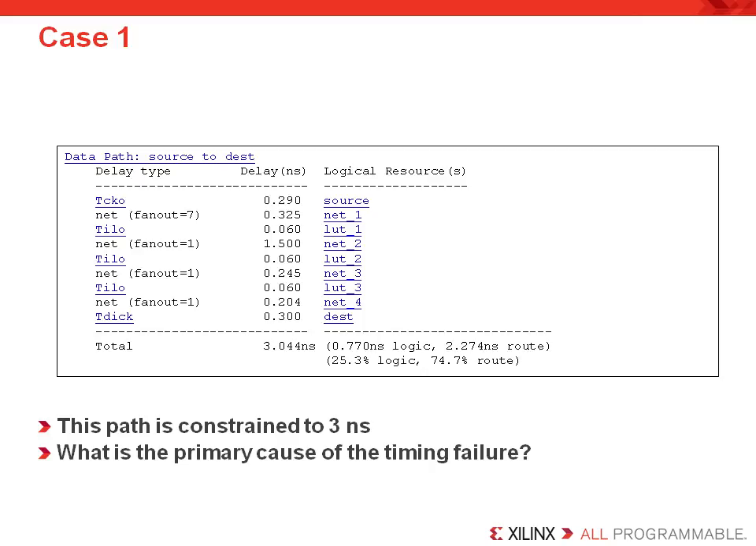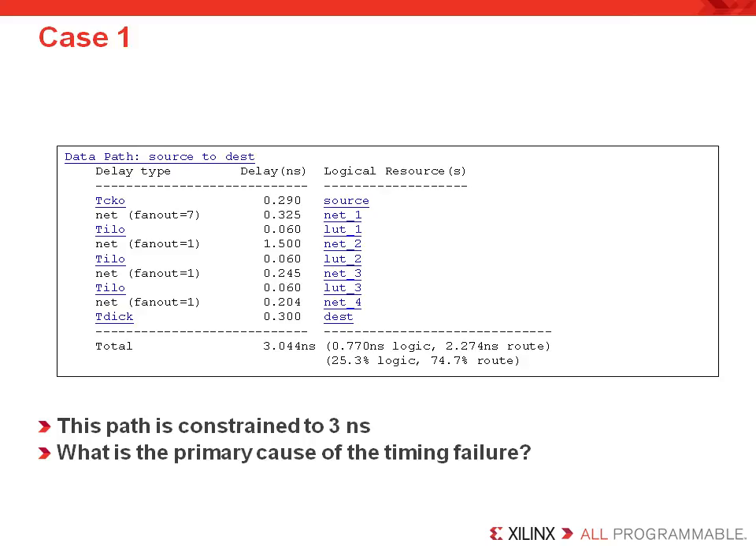In this example, there is a simple data path. The path starts from a register denoted by the TCKO, which is your clock-to-output time on a CLB register. The path goes through 3 LUTs. Each of these is denoted by the TILO delay type, which is your LUT delay. Finally, the data path ends with the setup time on the last flip-flop.